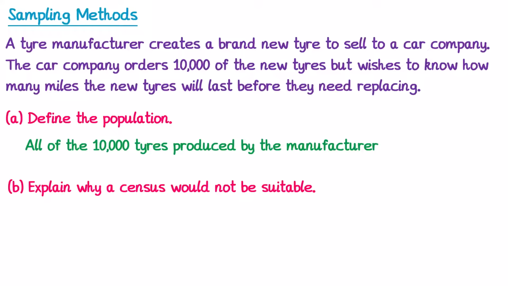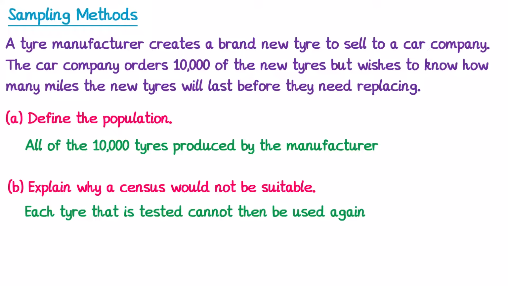For part B, we need to explain why a census would not be suitable. Well, if we're testing these tyres up to the point where they need replacing, after we finish testing the tyre, it can't be used again. So if we were to test all of the tyres, there'd be no tyres left for the car company. So we would say, each tyre that's tested cannot then be used again.